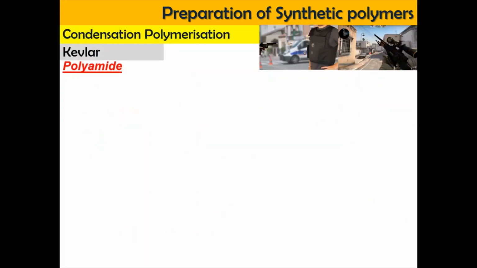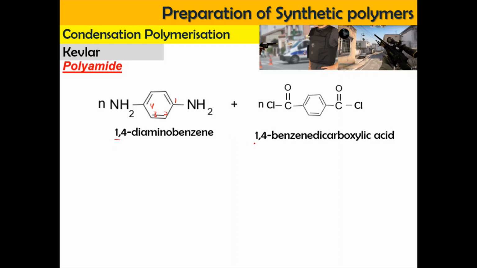All right, now we move on to the next example for the polyamide, which is Kevlar. Kevlar, which is used in bulletproof vests, can be produced by reacting 1,4-diaminobenzene with 1,4-benzene dicarboxylic acid.